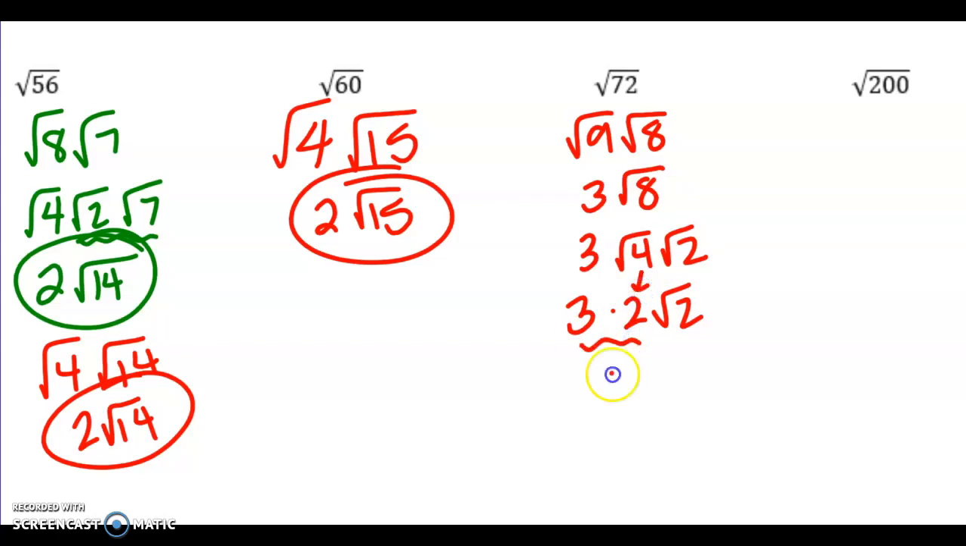So then I'm going to multiply those two numbers together. That gives me 6 square root of 2. And I know you're saying, well, what just happened? Okay, so just bear with me. We're going to do more practice on that.